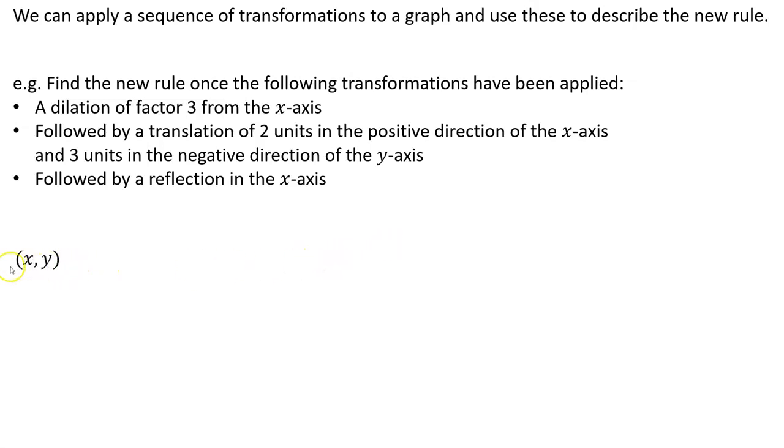So if we start with our coordinates x, y, the dilation of factor 3 from the x-axis happens to the y's, so the y's get multiplied by 3. Translation of 2 units in the positive direction of the x-axis and 3 in the negative direction of the y-axis. So our x moves 2 in the positive direction. Our y, it's already 3y, we're subtracting 3 from it. And then a reflection in the x-axis means the y gets multiplied by negative 1.